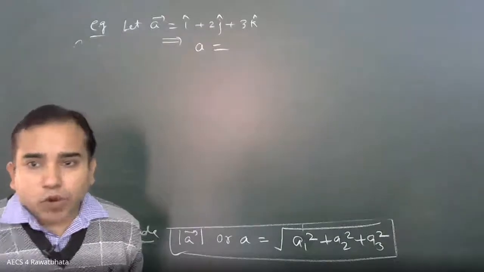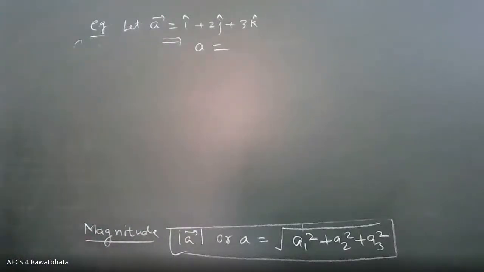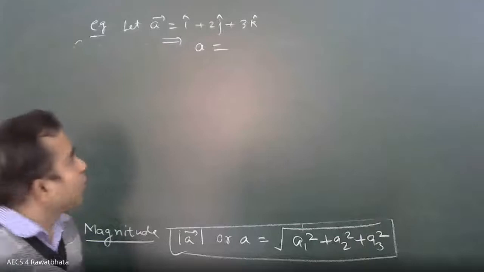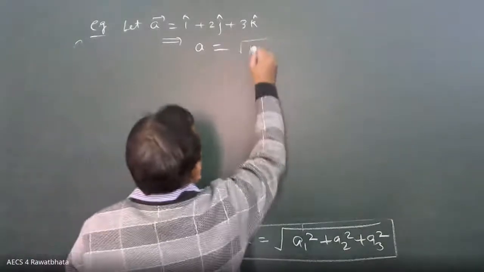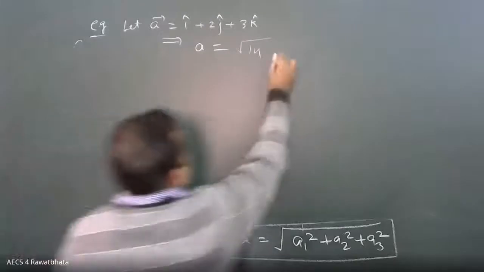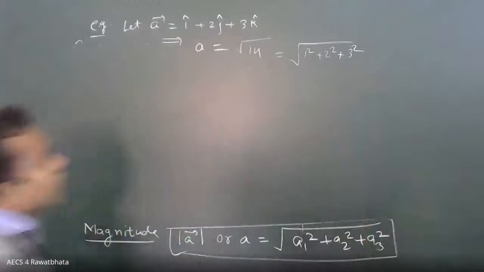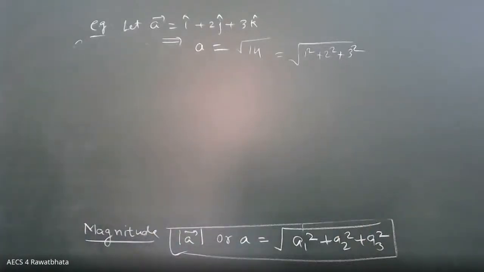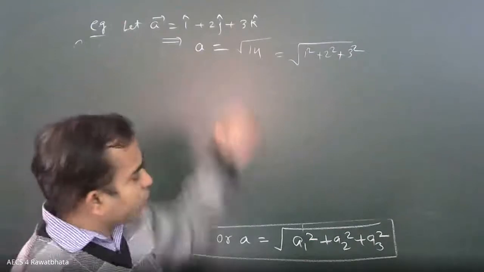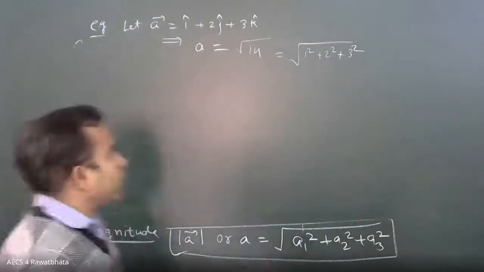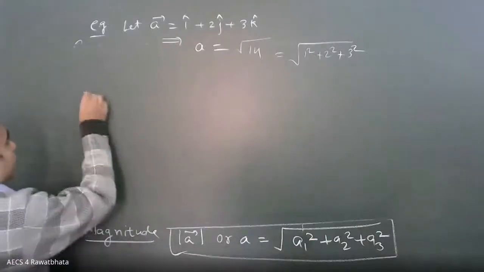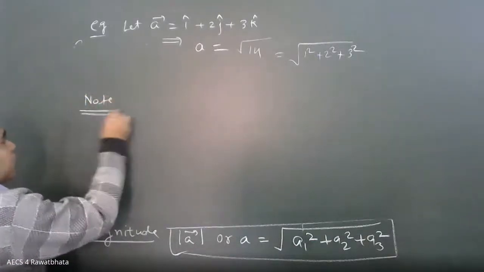Root 14. Yes. Are you Mohit? Yes, sir. Okay, Mohit. Root 14. How did you get it? Root of 1 square plus 2 square plus 3 square, that is 1 plus 4 plus 9, 5 plus 9, 14. Root 14 is the magnitude. So easily you can calculate by using this formula, right? Correct.